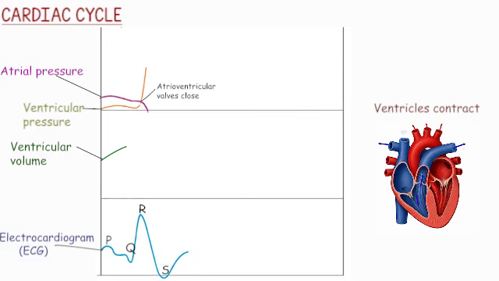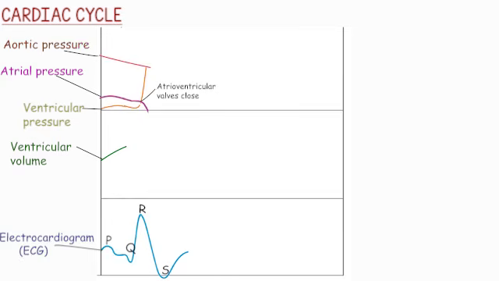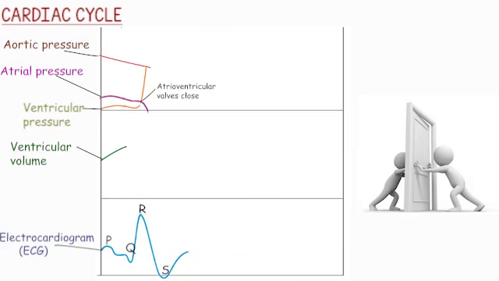Now, at this point, the aortic pressure is higher than the ventricular pressure, but because the ventricles keep contracting, the ventricular pressure eventually exceeds the aortic pressure. Now, let me give you a metaphor. Let's imagine that you are pushing a door open, and on the other side, a friend of yours is trying to keep it closed.